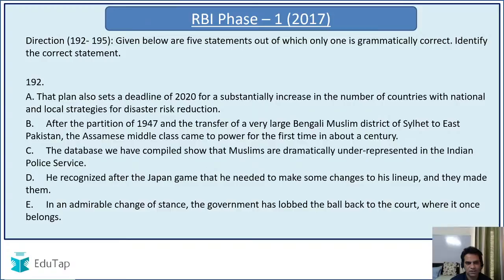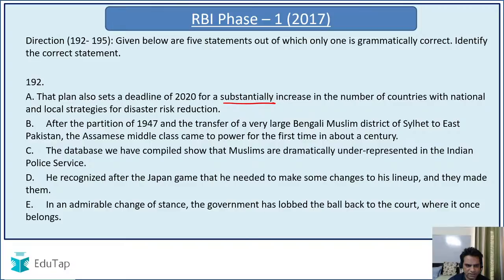Very well done, guys. So let's read these sentences and let's find out the grammatically correct sentence. So in sentence 1, that plan also sets a deadline of 2020 for a substantial increase. I think this is wrong here. It should be for a substantial increase in the number of countries. Let's read sentence number B.